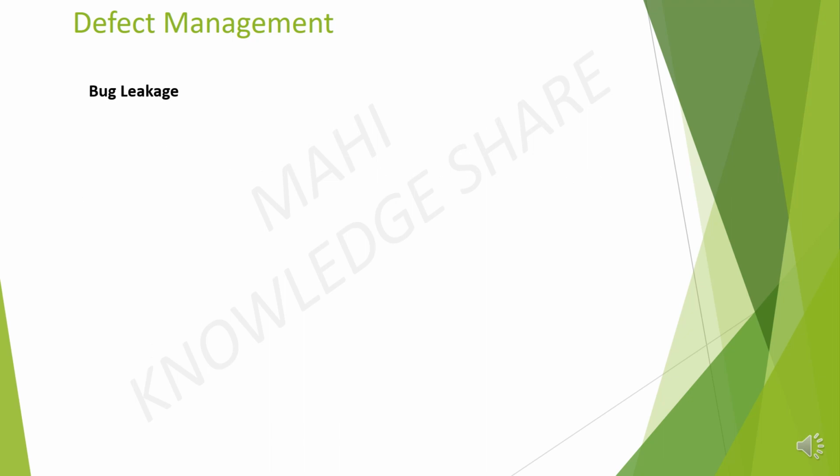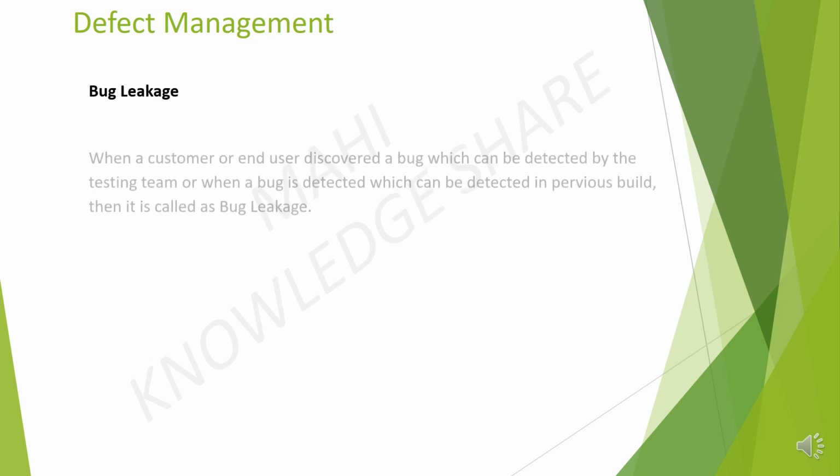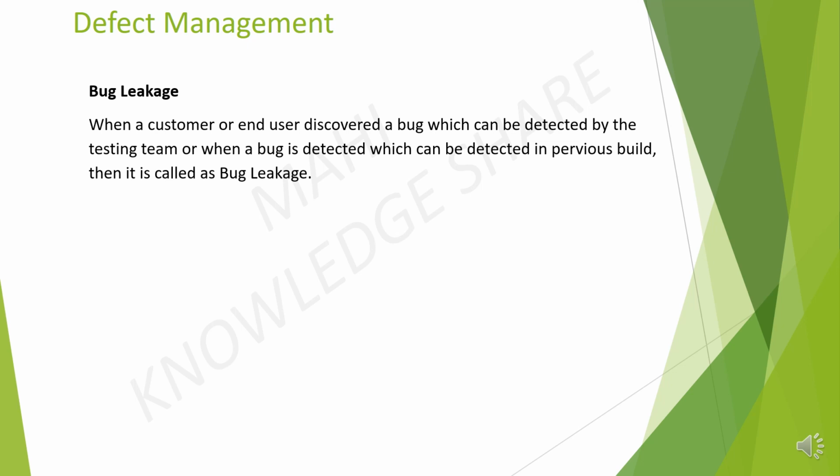Define bug leakage. When a customer or end user discovers a bug which can be detected by the testing team, or when a bug is detected which can be detected in a previous build, then it is called bug leakage.